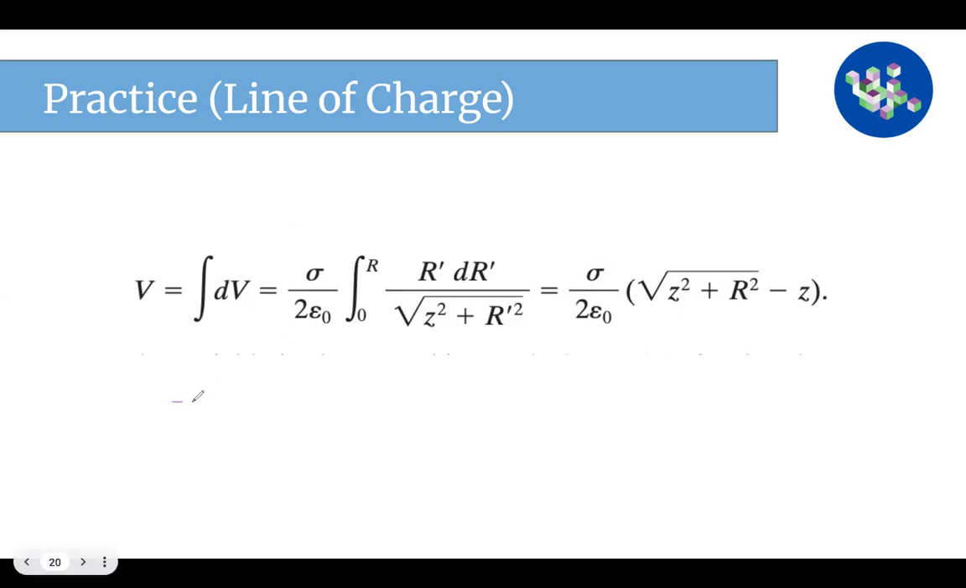Imagine you have, instead of a finite line, an infinite wire, and the wire has charge on it, with charge density lambda. Part A, find the electric field as a function of the distance r from the wire. Find E(r). Part B, find the potential as a function of r from the wire and set the potential to be zero at infinity.